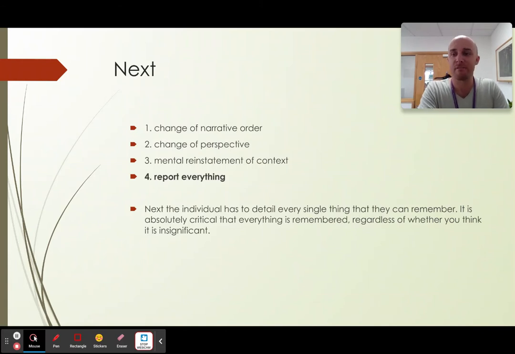So reporting everything, you are going to be allowed through multiple cognitive interviews, you are going to be able to identify incorrect information, but you're going to be able to build a fantastic picture about everything that happened from the insignificant to the very significant. So reporting everything is quite important.